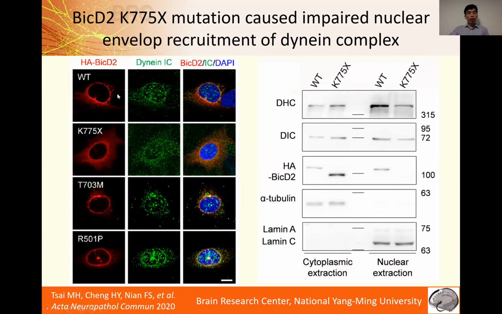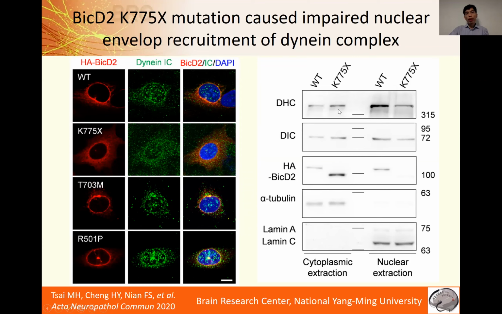Then we went back to the literature and found that BicD2 may be associated with the nuclear envelope. When we express it, you can see very nice nuclear envelope staining, and it also recruits the dynein to the nuclear envelope. But when we express this truncated mutation, you see the protein spread out to the cytoplasm, and the dynein is no longer recruited to the nuclear envelope. And when we express these SMA-associated mutants, you can see the nuclear envelope localization is not affected.